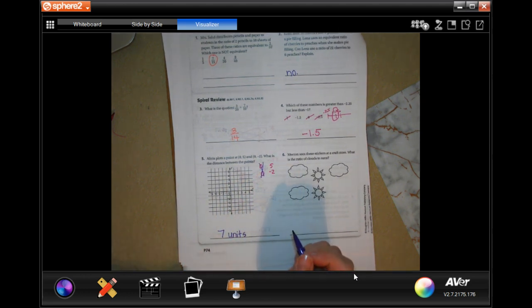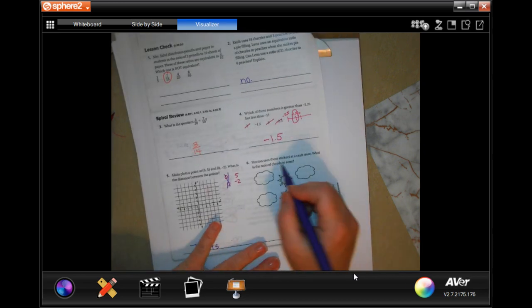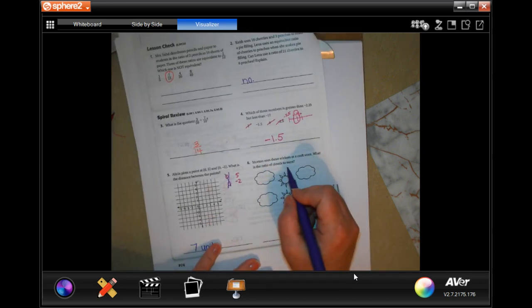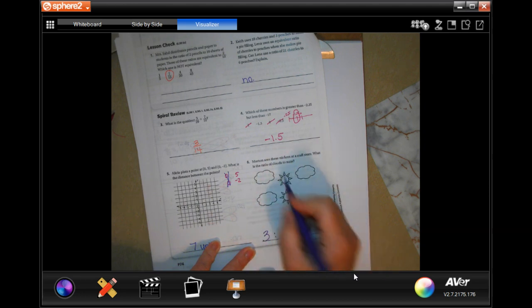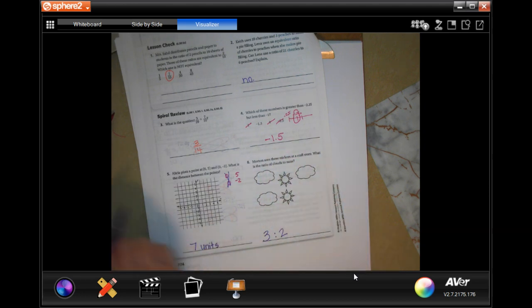Martin sees these stickers in a craft store. What is the ratio of clouds to sun? Clouds, there's 3 of them, and the sun, there's 2. 3 to 2. That's it, guys.